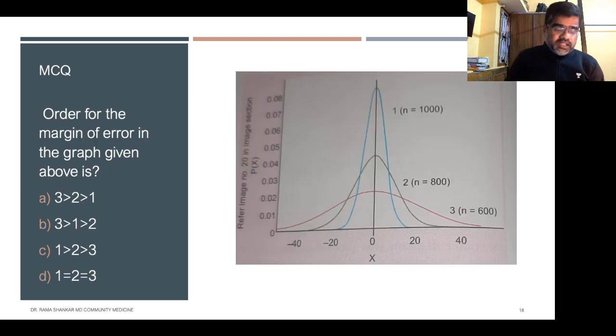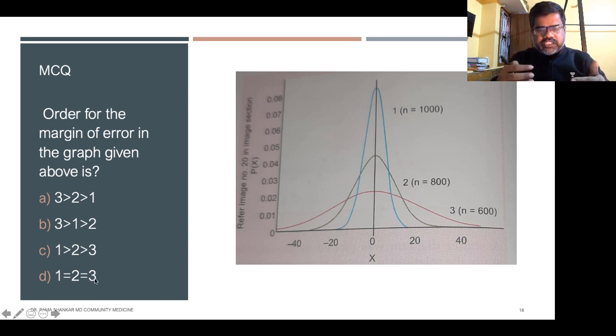Now, this will test you. Question: this is the graph, this is the picture. Now you have one graph like this, where n, the sample, is 1000. Second graph is where the sample is 800. Third graph where the sample is 600. Now, what is the order for the margin of error in the graphs given above? Is it 3 greater than 2 greater than 1? Is it 3 greater than 1 greater than 2? Is it 1 greater than 2 greater than 3? Is it 1 equal to 2 equal to 3?